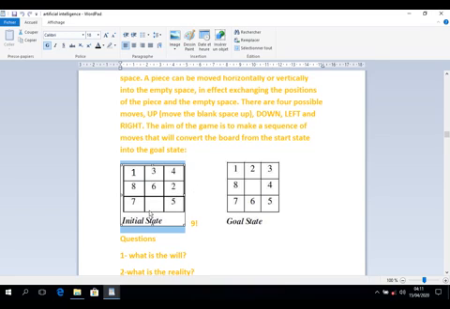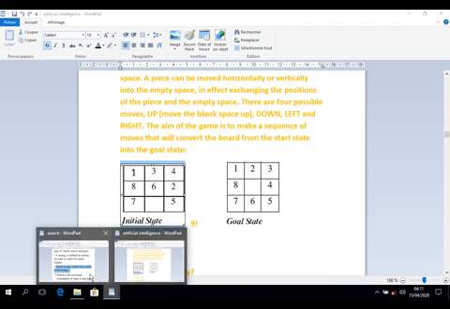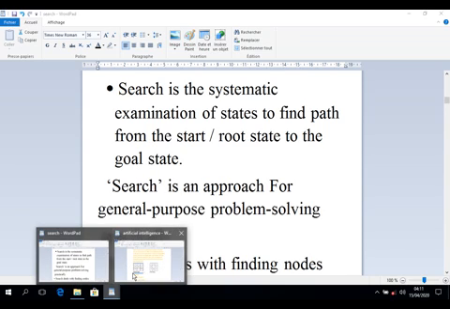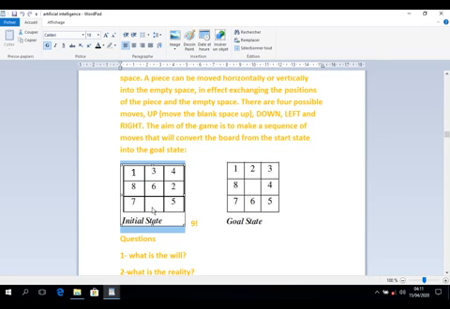So search is the systematic examination of states to find a path from the start or the root state to the goal state. So in the search, we examine the various states to find the goal state, because from the initial state we go through the children, and then we examine all the states one after the other to find the goal state. So that is the search.